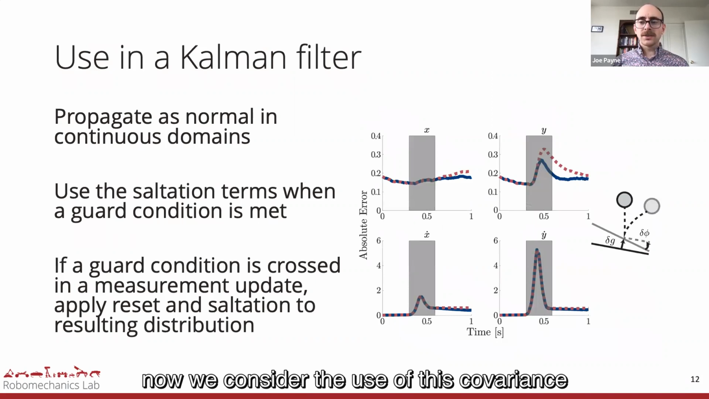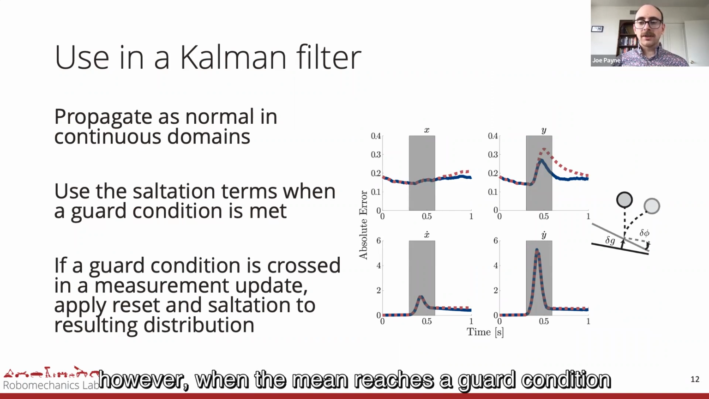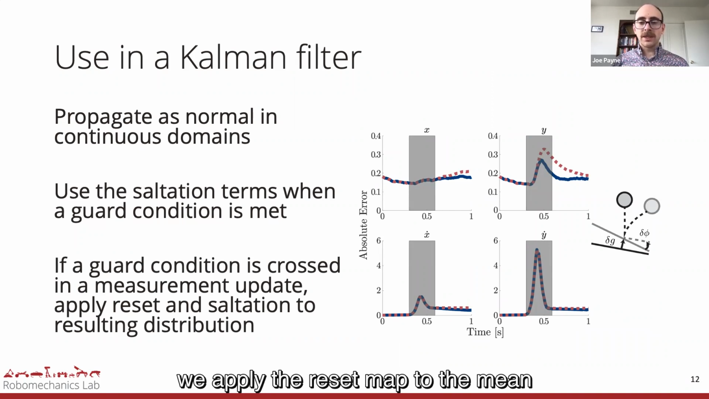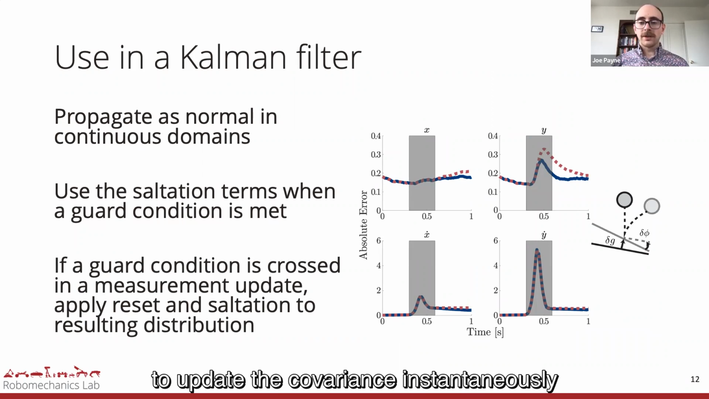Now we consider the use of this covariance propagation in a Kalman filter. For use in a Kalman filter, we use the standard covariance update rules when the state is in a continuous mode. However, when the mean reaches a guard condition, we apply the reset map to the mean and use the saltation matrix, the guard saltation matrix, and the Jacobian of the reset with respect to its fixed parameters to update the covariance instantaneously.